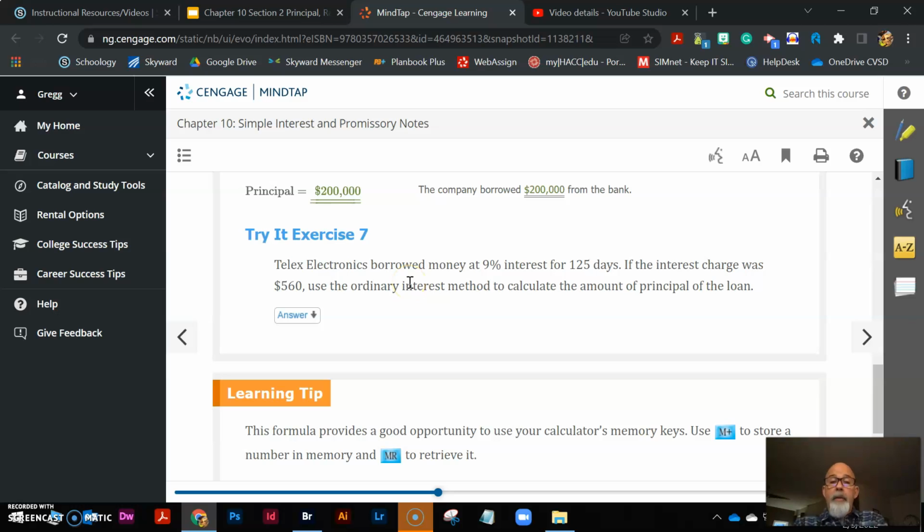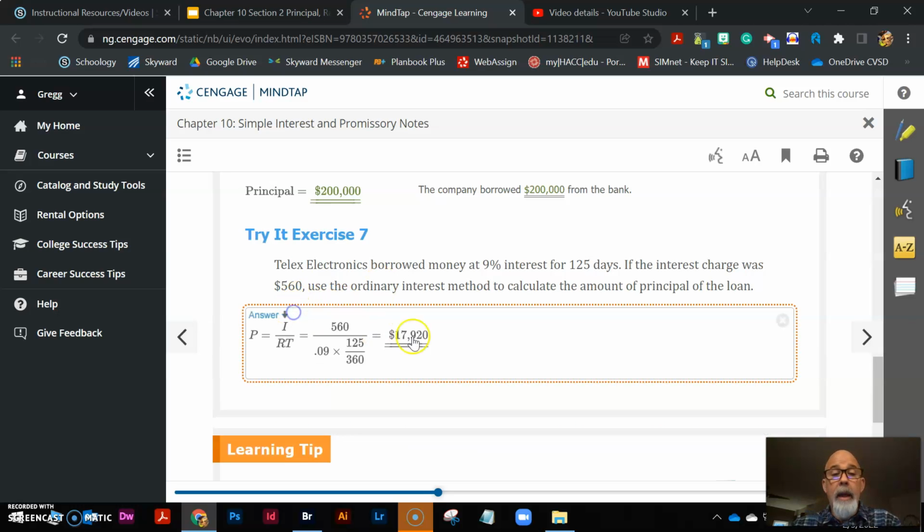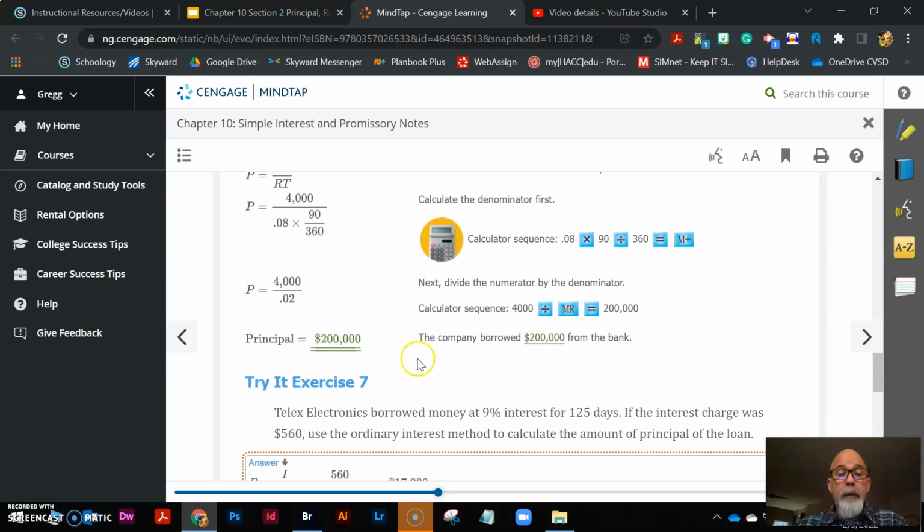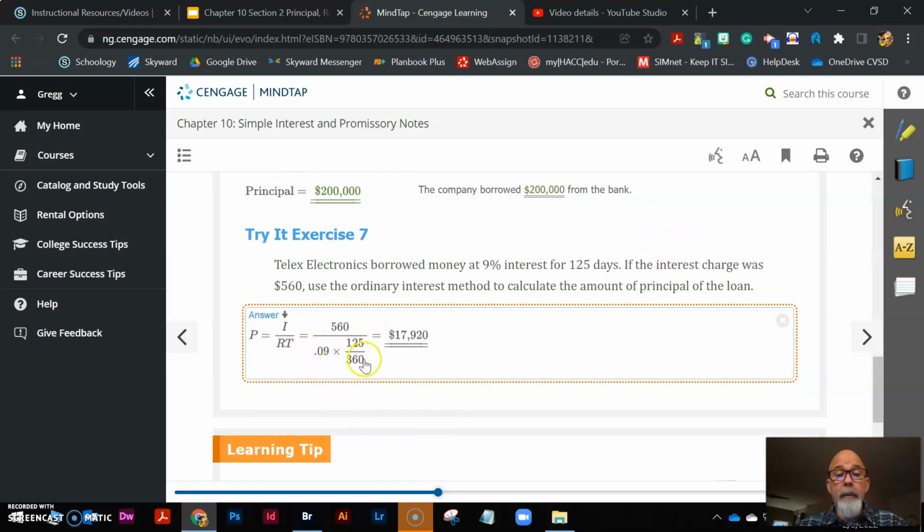Looking at the Triad exercise, same thing. 125 days, so you know right away it's going to be either exact or ordinary. In this case, it's ordinary, so we're going to be looking at 360. They give you the amount. This is the one we just did. The layout of this is the premise of how we're going to do it. Solve this first, the rate times the time, write it down, and then divide that into 560. That will give you the principal that we want to solve. So again, it's important that you take care of the bottom part of this formula first. I hope this helps.